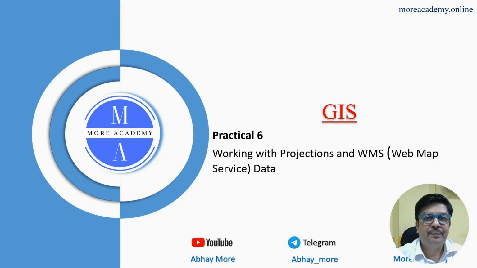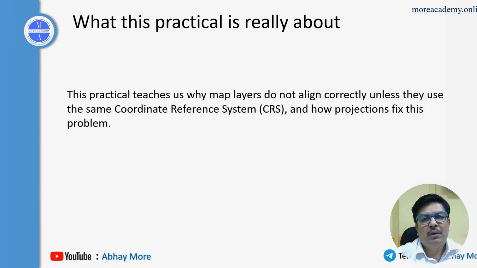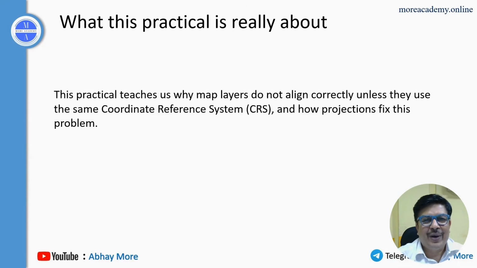Welcome all. In this video, we are going to cover practical number 6 of GIS. The question asked in practical 6 is working with projection and WMS data. Now WMS is what here? Web Map Service. So what exactly does this practical require?